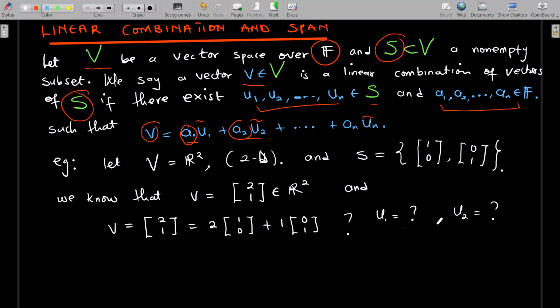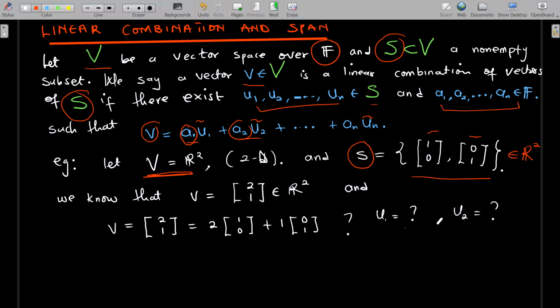An example that I gave was, you can pick the capital V, the vector space we are looking at, as the two-dimensional vector space R2, and then you can pick S as a subset of R2, because everything you have here belongs to R2. This is a two-dimensional vector, and this is also a two-dimensional vector. So they are specific vectors that I've picked in R2.